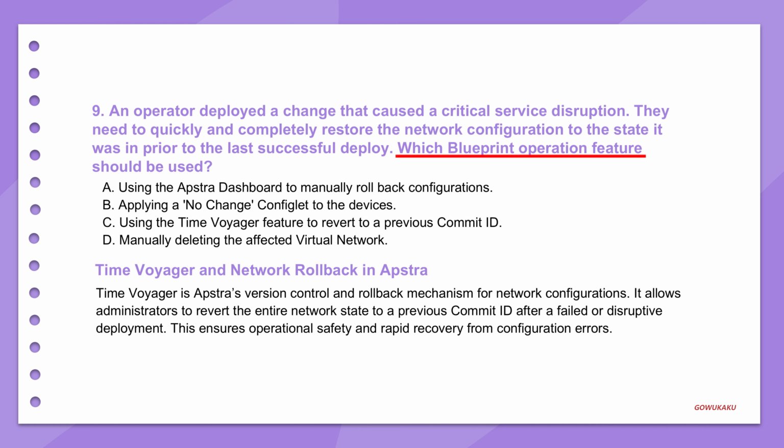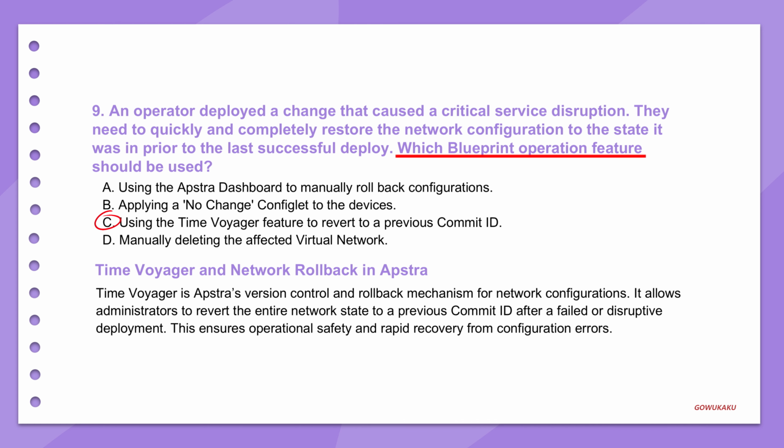If a deployment causes problems, Time Voyager lets an administrator instantly revert the entire network fabric configuration back to a previous known good state. You choose a specific prior commit ID. Like a snapshot in time. Exactly. A snapshot of the entire network's intended configuration and the associated device configs. You pick that commit ID, hit restore, and Apstra rolls everything back to precisely how it was before the problematic deployment. Not just one device, but the whole system state managed by Apstra.